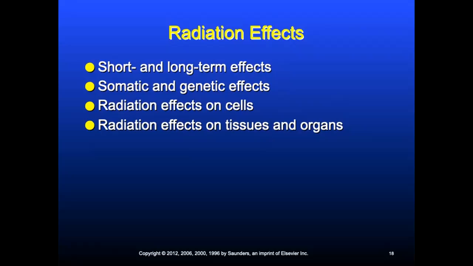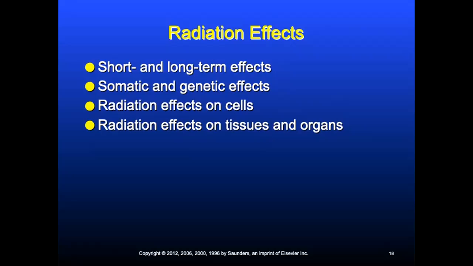So with radiation damage, there are two types of cells that can be affected. The first are known as somatic cells, and these are all the cells in our body except for our reproductive cells. Our genetic cells are all the reproductive cells. So biologic effects of radiation can be classified as somatic or genetic.